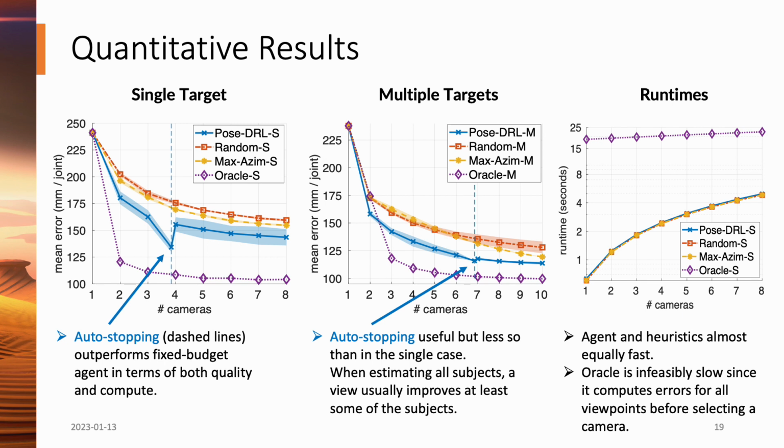The final plot shows the runtime of the model compared to the baselines plotted in log scale. The y-axis is the runtime in seconds, and the x-axis is the number of selected cameras. The agent's policy requires little extra time in comparison to the pose estimator, which makes the agent and the baselines almost equally fast. This, however, is not true for the oracle, which needs to evaluate all cameras to compute a respective reconstruction error in order to select cameras in order of ascending error.